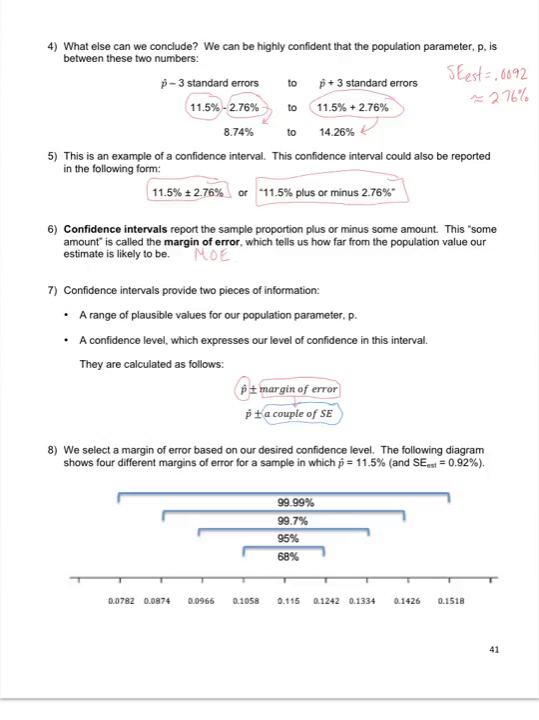The following diagram shows 4 different margins of error for a sample in which p hat is 11.5%, and the estimated standard error is 0.92%. All right, so notice p hat's right here in the middle. If I go 1 standard error to the right and 1 standard error to the left, that's going to give us a confidence level of 68%. If I go 3 standard errors to the right and 3 standard errors to the left, that's going to give us a confidence level of 99.7%, and that's what we had above. So then red, this one was given in number 4. And the one in the middle, if you're curious, you want to use 2 standard errors, that's going to give you a confidence level of 95%.